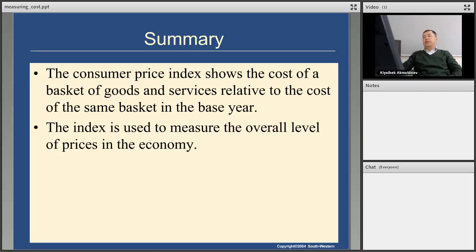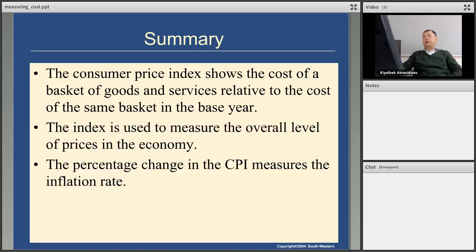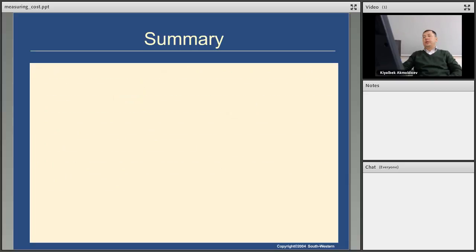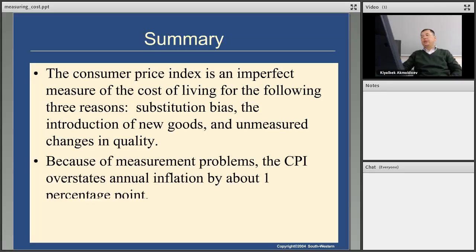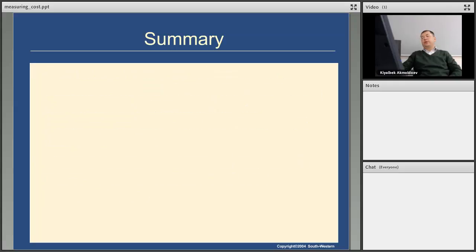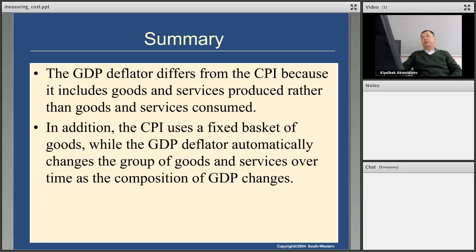So the index is used to measure the overall level of prices in the economy. The percentage change in CPI measures the inflation rate, and the Consumer Price Index is not a perfect measure of costs, leading to the following three reasons: substitution bias, the introduction of new goods, and unmeasured change in quality. Because of measurement problems, the CPI overstates annual inflation by about 1 percentage point.